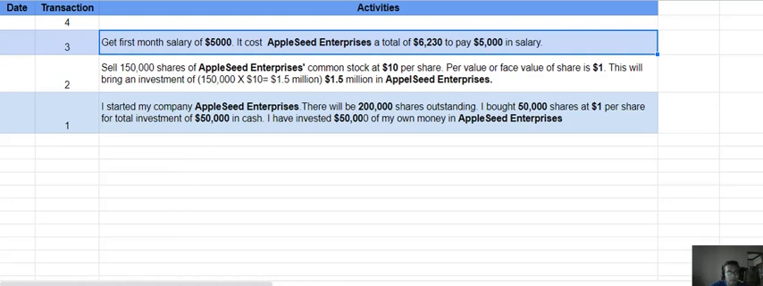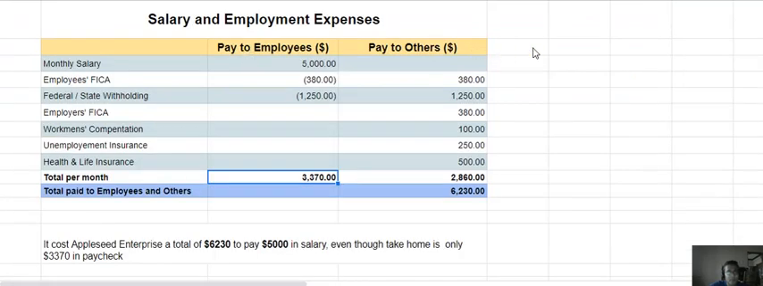Now let's go to the calculation. This is the calculation sheet. Here you can see the total cost to Apple Seed Enterprise is $6,230. This is the pay to employee column. This is the pay to others column. Here you can see $3,370 is my take home total per month, and $2,860 is the amount that Apple Seed Enterprise needs to pay to government, insurance company, and other agencies, and the total amount is $6,230.